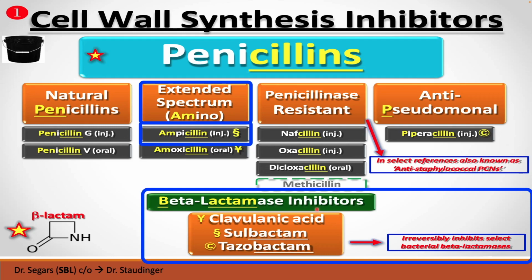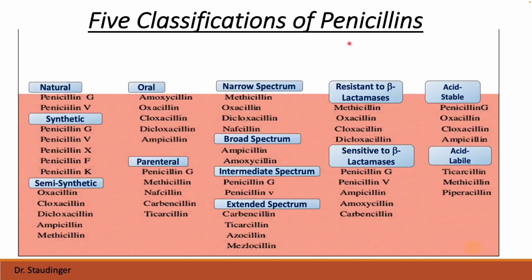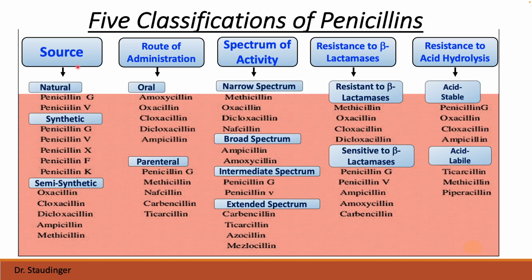There are 5 classifications of penicillins to include the source, route of administration, spectrum of activity, resistance to beta-lactamases, and resistance to acid hydrolysis. As you can see from this chart, Ampicillin is a semi-synthetic, broad-spectrum antibiotic that's sensitive to beta-lactamases and is acid stable. Ampicillin can be administered by mouth, intramuscularly, or by IV infusion.